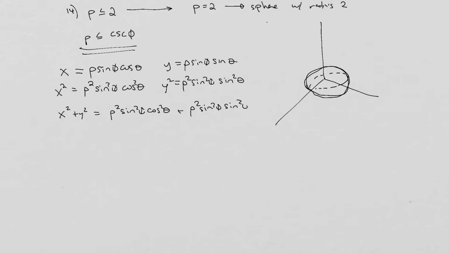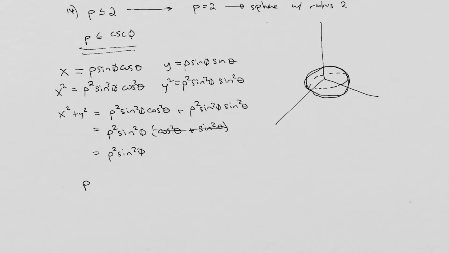Right? And if you factor out what they have in common, they both have a rho squared, they both have a sine squared phi, and that leaves me with cosine squared theta plus sine squared theta, and of course that's just 1. So x squared plus y squared is just rho squared times sine squared phi. Okay. All right, so why is that important?